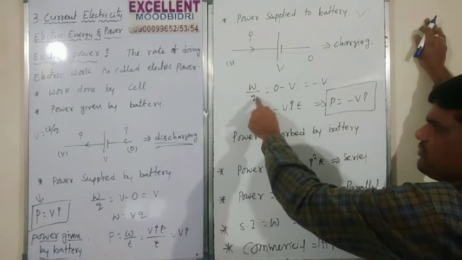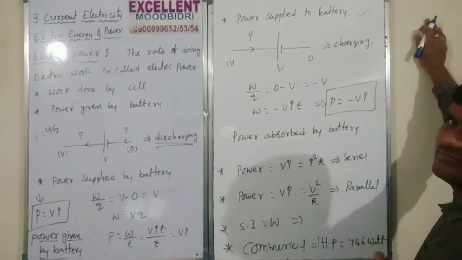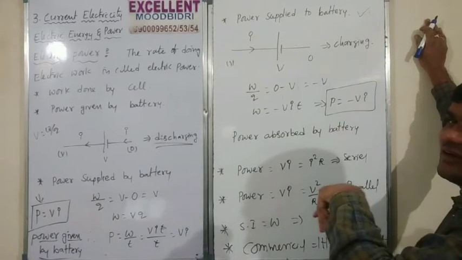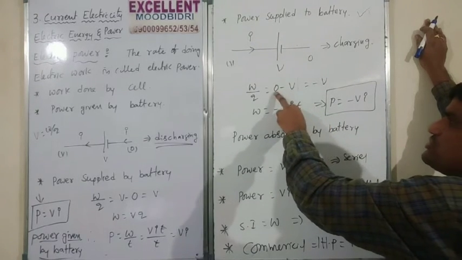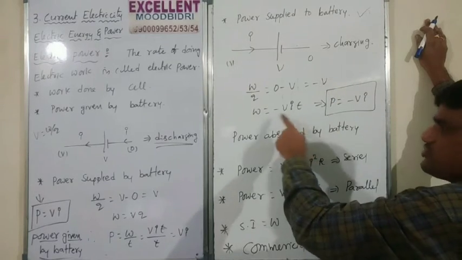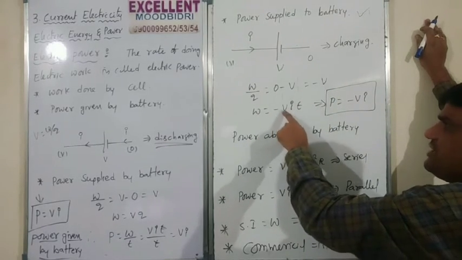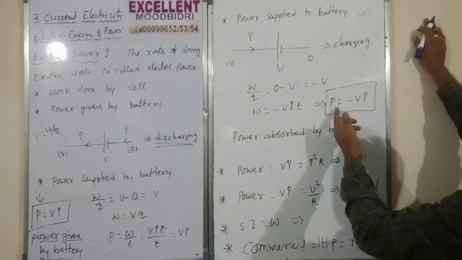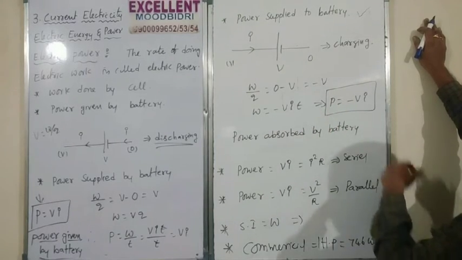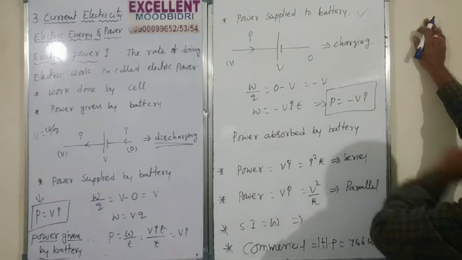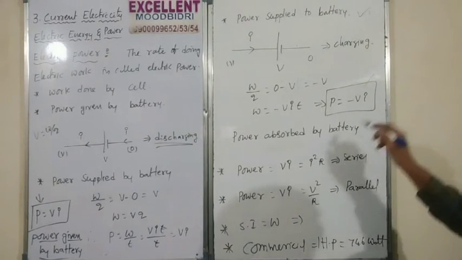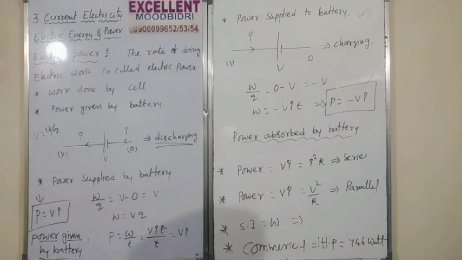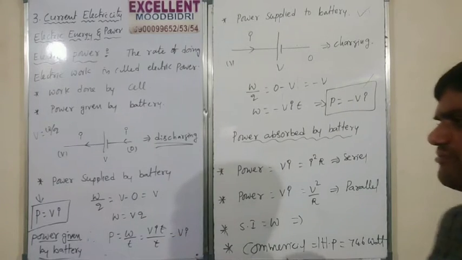So now work done by Q is equal to 0 minus V. Work done on the cell we will consider as minus. So 0 minus V is equal to minus V. So W is equal to minus VQ, and Q is equal to I into T, so minus VIT. Therefore, power formula: P is equal to work done by time. T and T get cancelled. Directly it will give P is equal to minus V into I. This is negative. That's why we call this power absorbed by battery, and the earlier one is the power given by battery.